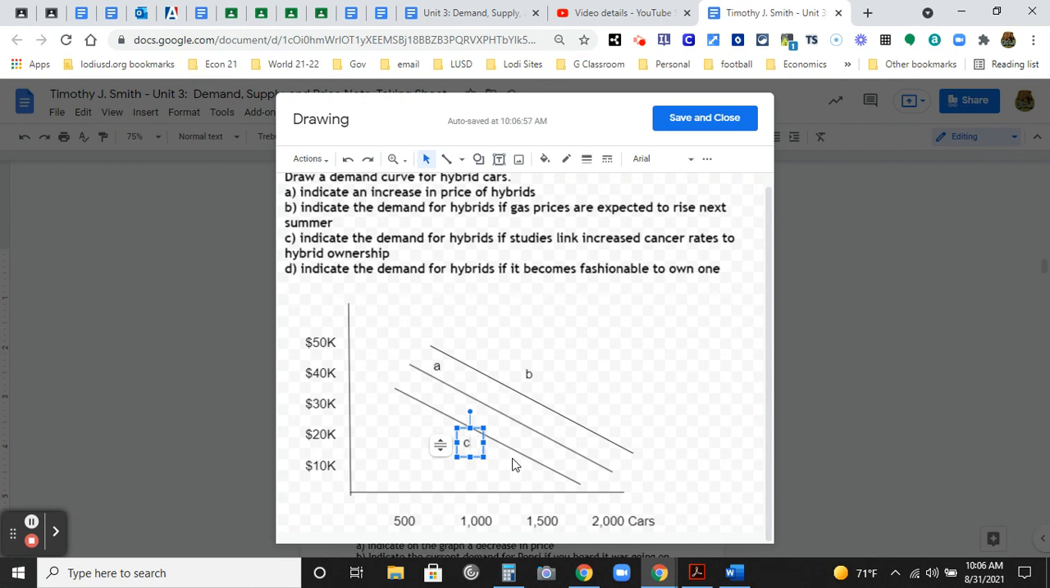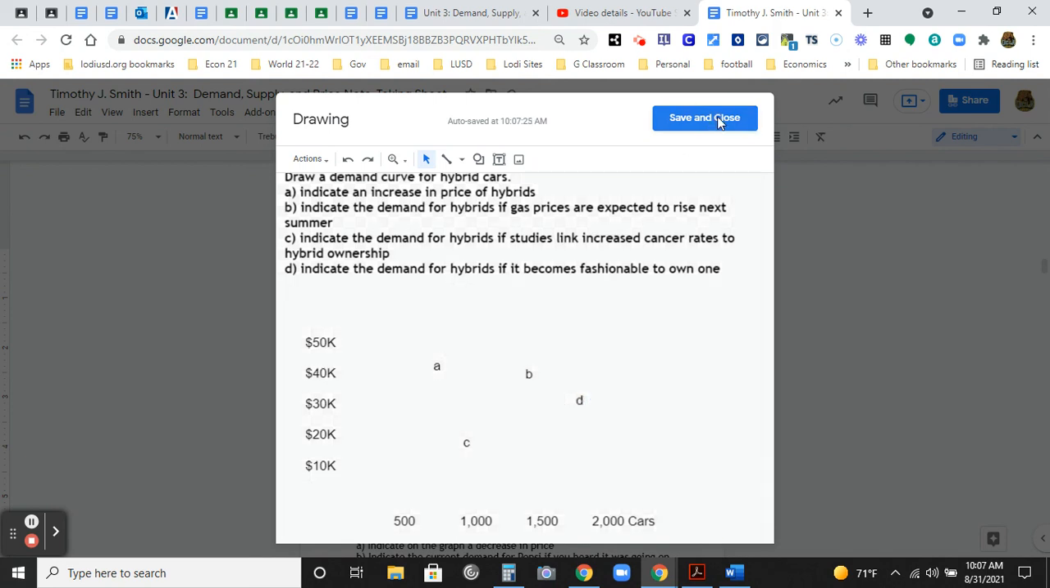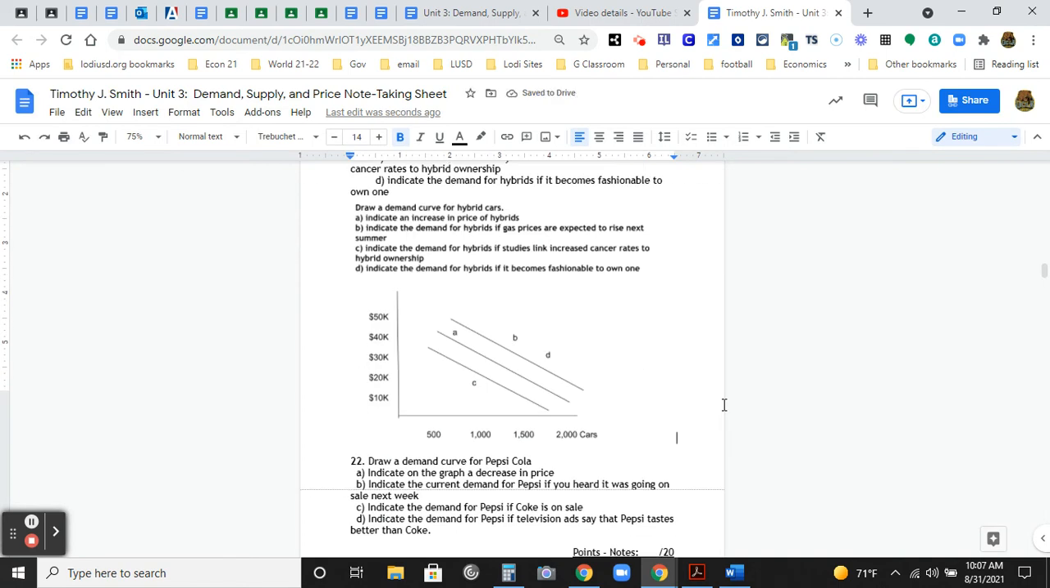And I could put those little boxes in anywhere. If it becomes fashionable to own one, if it becomes popular, I think that would be the same as B. So B and D are both in the same place because that would be a consumer trend, right? See how that box isn't the best? Just make it a little bigger. I think that's good. Let's see if we can slap it into our notes. Ta-da!